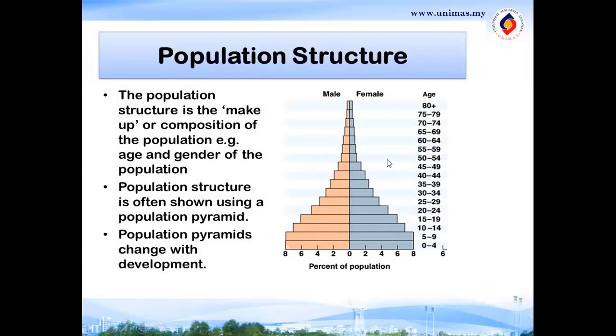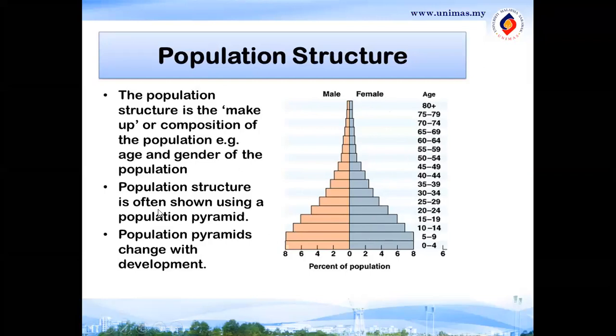Just an example here. So population structure is the makeup or composition of the population, for example, age and gender of the population. So as I said, this is a common one, and we look at the structure of the population in terms of age and also in terms of gender. All right. So on one side we have the male group, and on the other side is the female group. This is the different age group. Ya, setiap satu ni kumpulan umur.